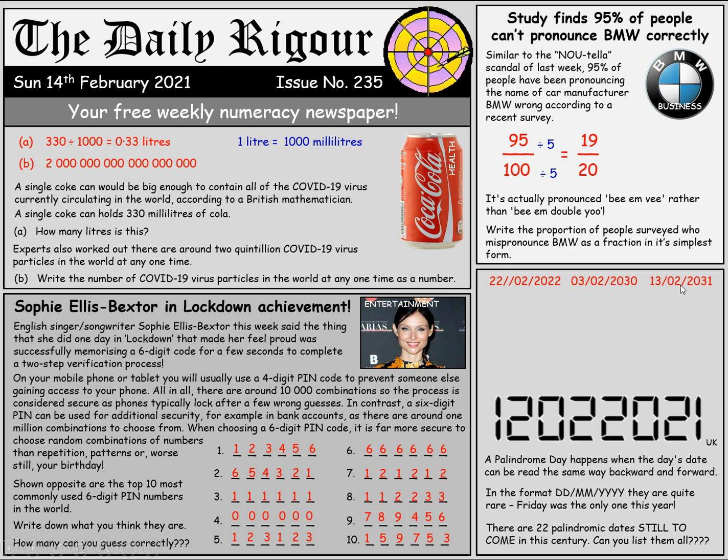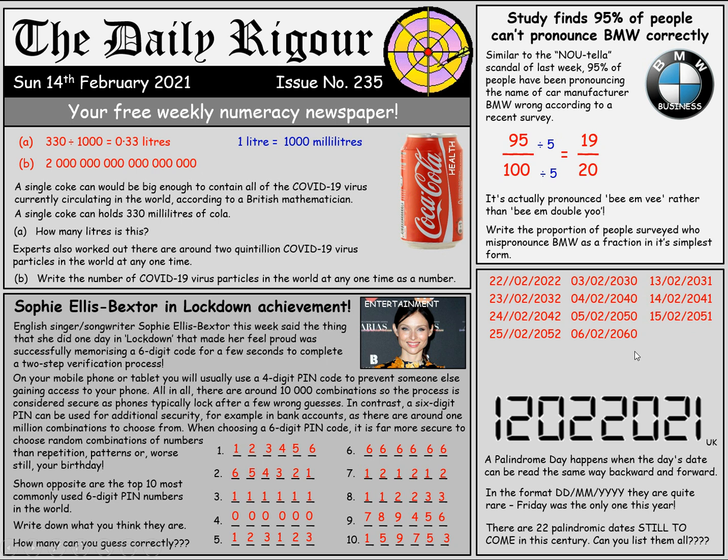Followed by the 13th of the 2nd, 2031. Then the 23rd of the 2nd, 2032. Then the 4th of the 2nd, 2040. I wonder if we're starting to spot a pattern here now. Then the 14th of the 2nd, 2041. Then the 24th of the 2nd, 2042. Definitely a pattern is forming here. Then the 5th of February 2050. Then the 15th of February 2051. Then the 25th of February 2052.